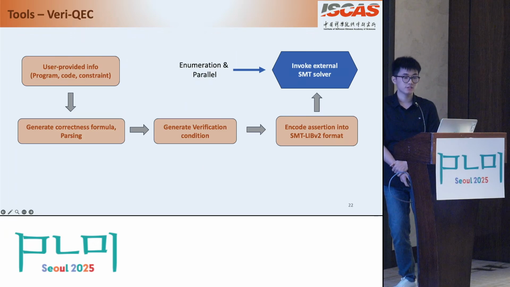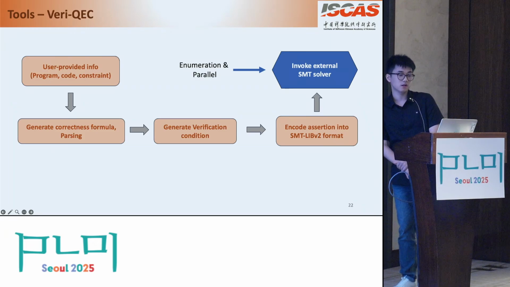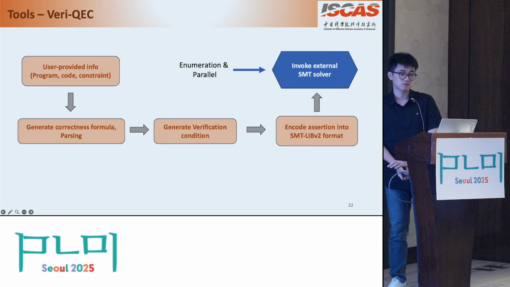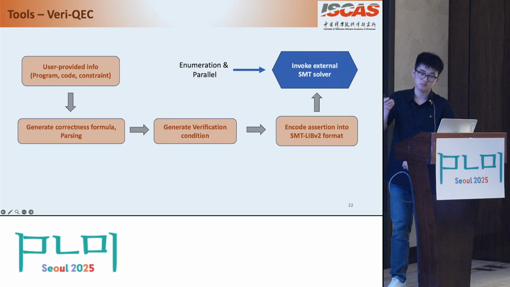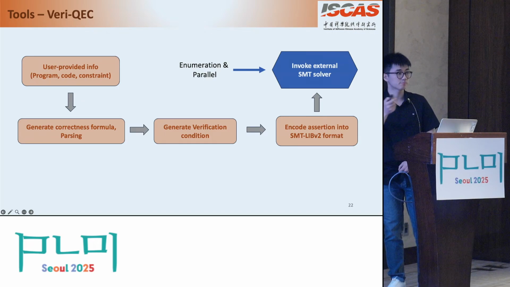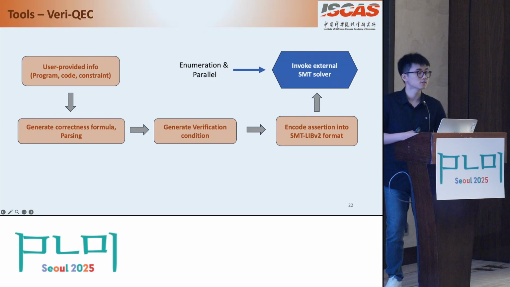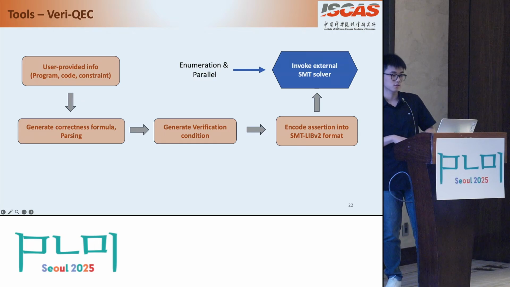And based on the guarantees of the proof system, we implement an automated verifier for QEC programs in Python named Veri-QEC. It accepts the user-provided information, including the program implementation, the code info, and some simple constraints on errors, and then generates the correctness formula and passes it to AST. Then it applies the rules to generate the verification condition, further simplified into a classical assertion.